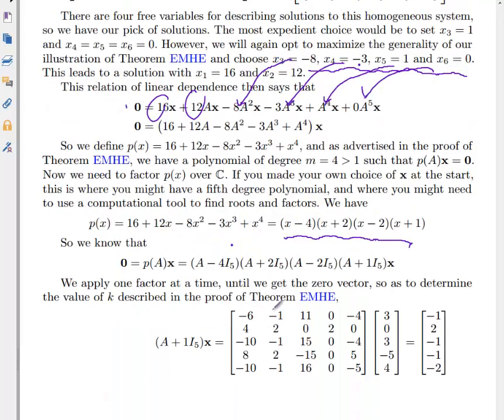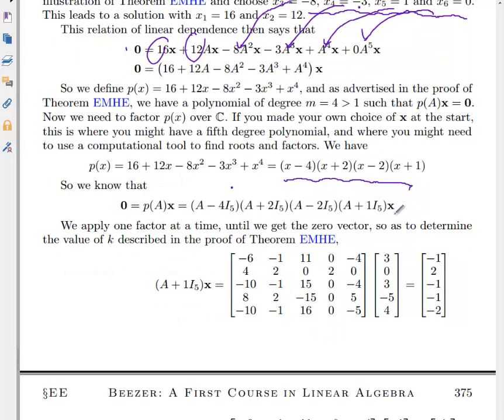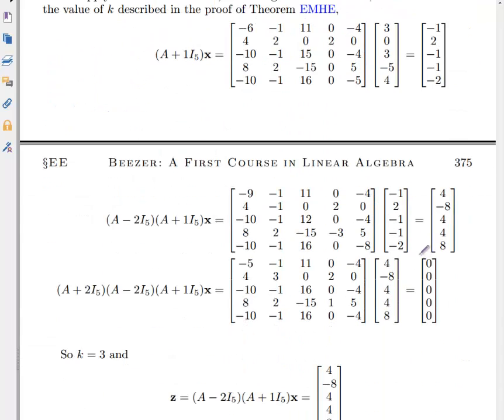All right, now we do as described before. Start with our vector x and multiply by these matrices one by one. If I multiply vector x by matrix A plus I5, I get another vector using Sage. If I multiply that result by A minus 2I5, I get another vector. If I multiply by A plus 2I5, I get 0.